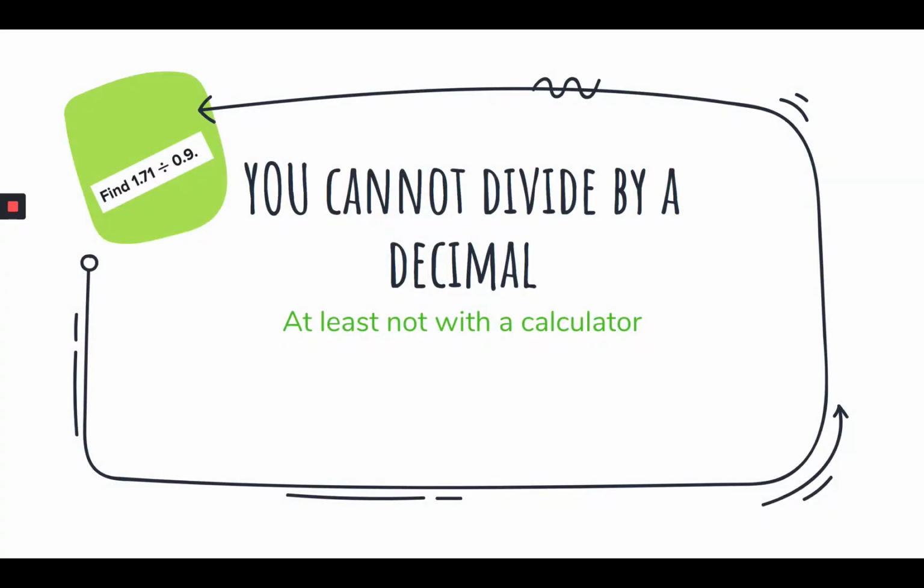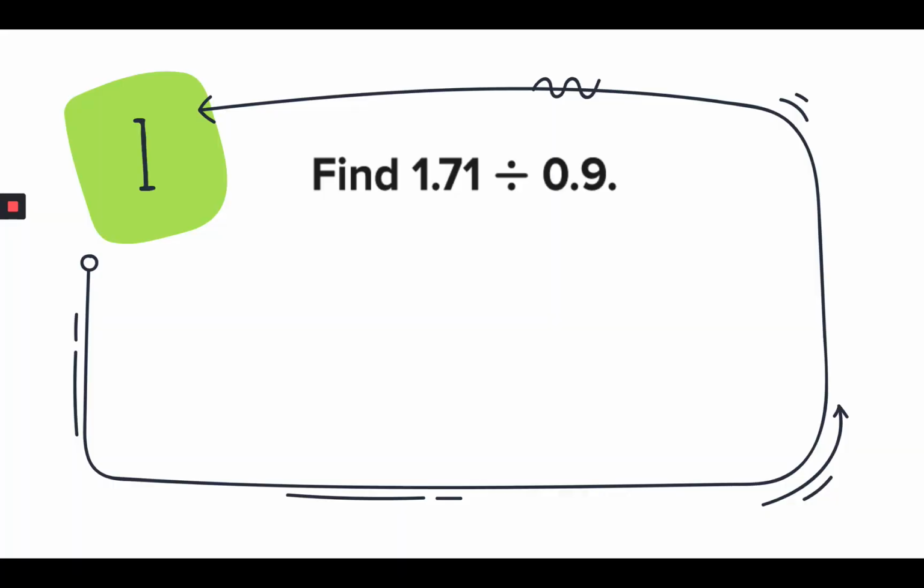Okay, so we're going to jump into it. And the big thing to know is you cannot divide a decimal by a decimal. You cannot divide by a decimal, at least not with a calculator. So you can't actually work this problem out without doing a few little steps. So I'm going to walk you through 5 examples. And we'll start with this problem.